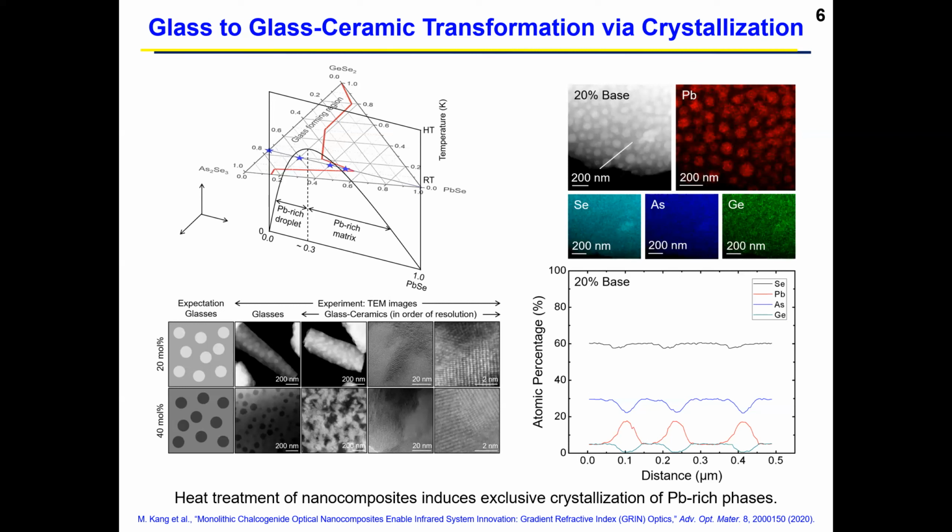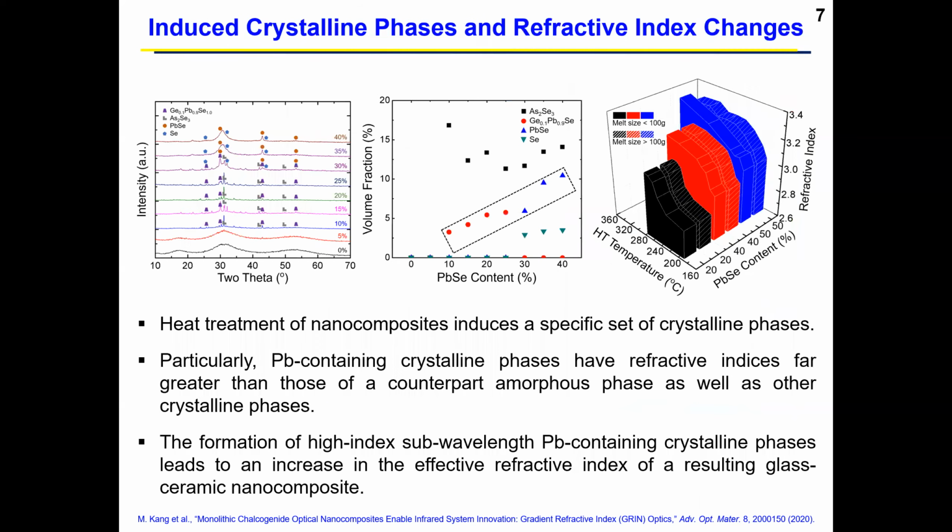The spatial segregation of lead is clearly evidenced by the XEDS compositional map and atomic percentage profiles for the 20% sample, where the increase in lead composition happens within the particle. Let's then look closer at what happens when these bulk glasses are heat treated.